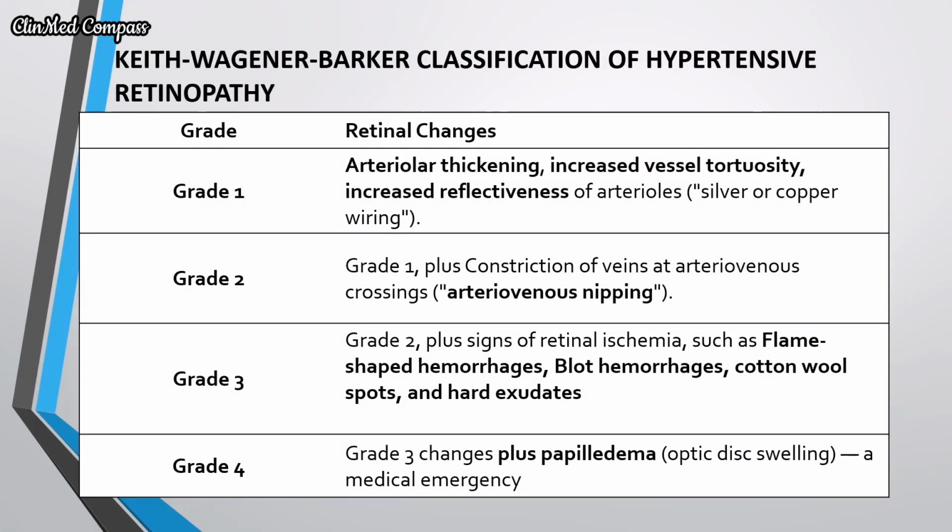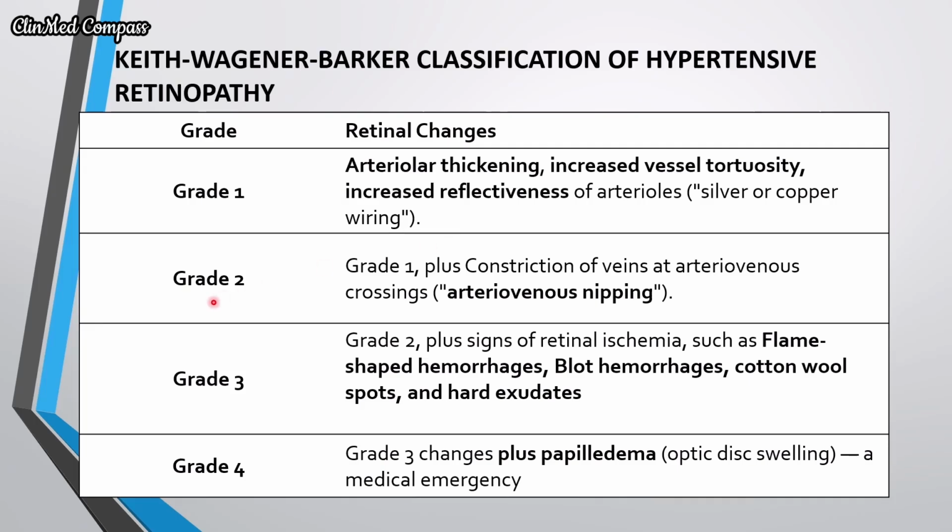We are going to look at the classification of hypertensive retinopathy. The Keith-Wagner-Baker classification is a useful system for grading hypertensive retinopathy based on fundoscopic findings. It is graded 1 to 4. Grade 1 is increased reflectiveness, increased tortuosity, and arteriolar thickening, often referred to as silver wiring or copper wiring.